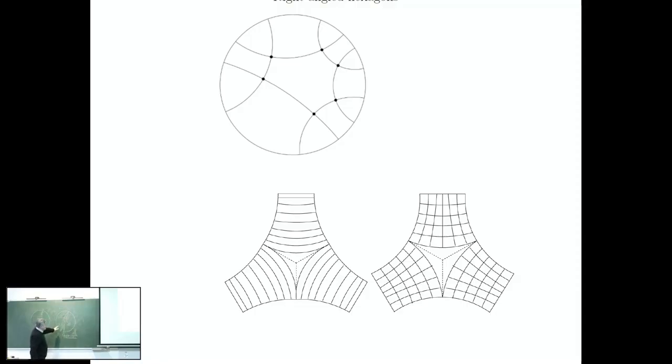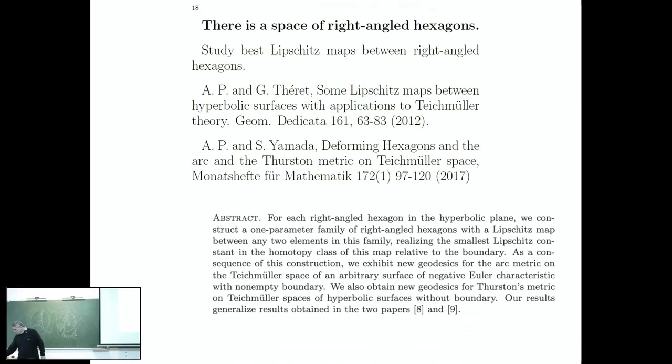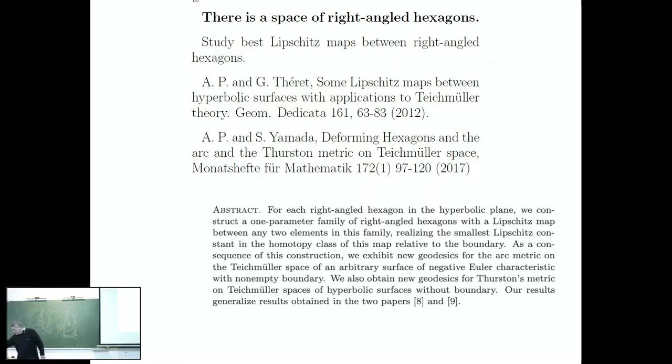And then, okay, you do more or less the same thing as I explained last time for ideal triangles, you do this for right-angled hexagons. And then you do this theory. And then I put this in bold letters. There's a space of right-angled hexagons. I said this several times. Study best Lipschitz maps between right-angled hexagons. This is the problem.